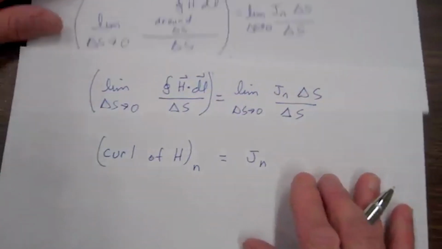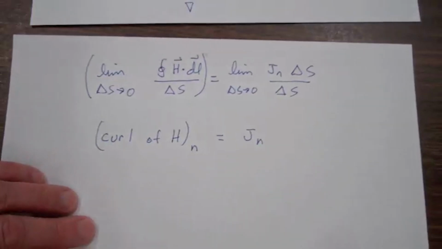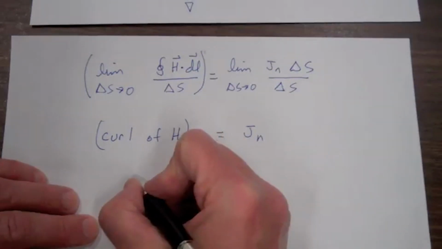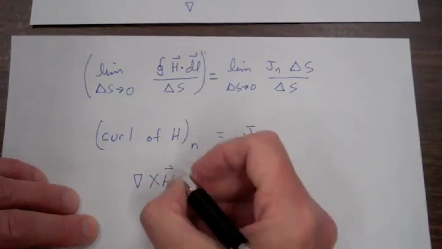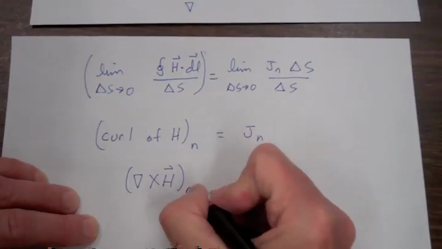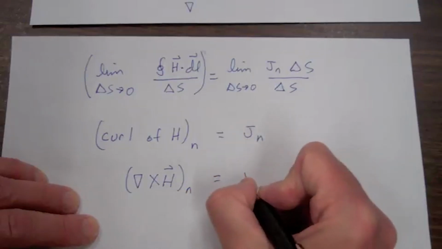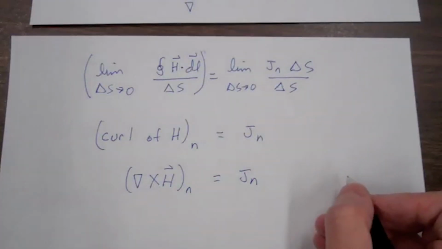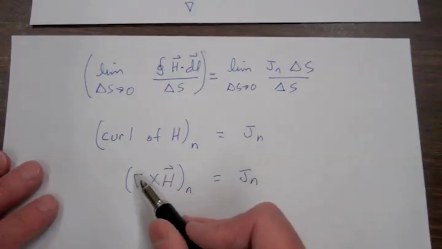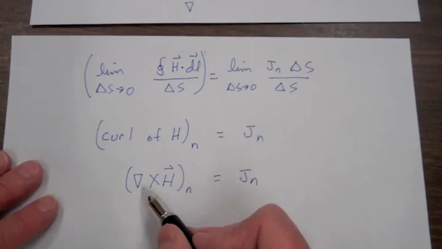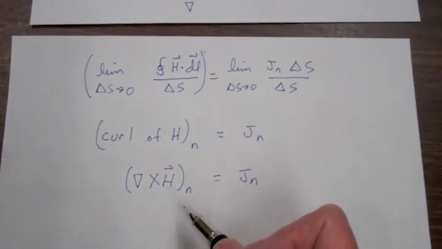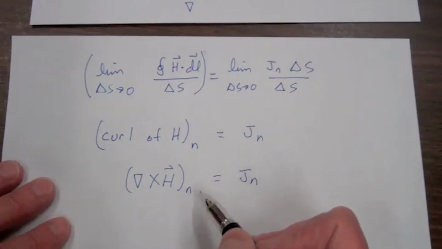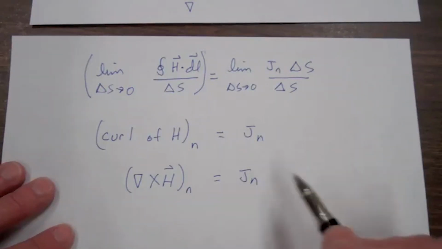And this operation of curl of vector H is written with this nomenclature, curl of H, so we want the component in the n direction is equal to J sub n. And later on in part 2, we'll understand this nomenclature of del cross H representing the curl of our vector H. Now, this will just give us the component in the n direction.